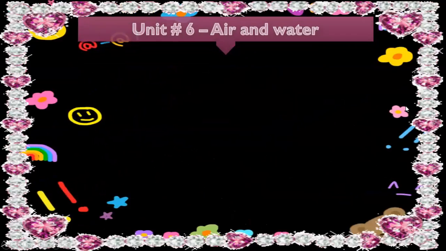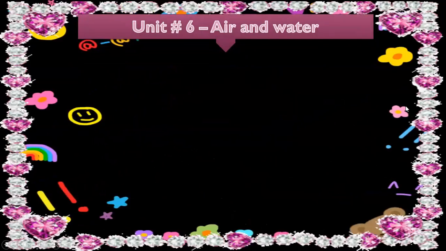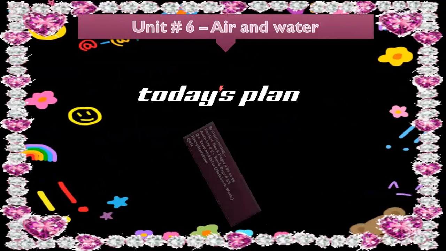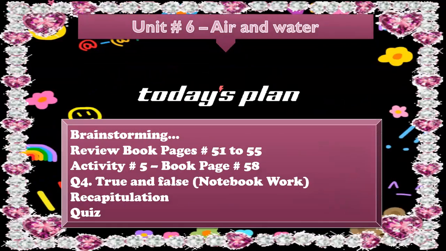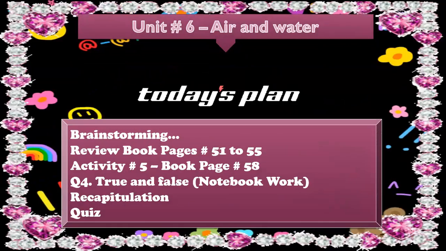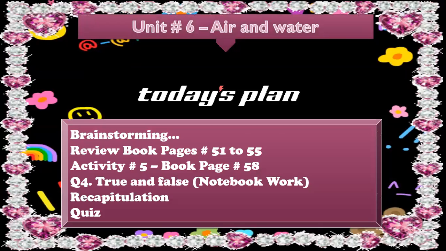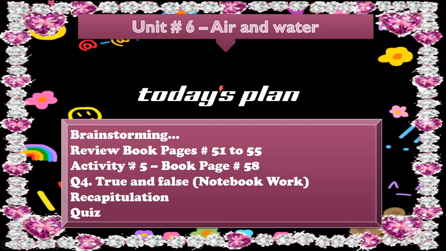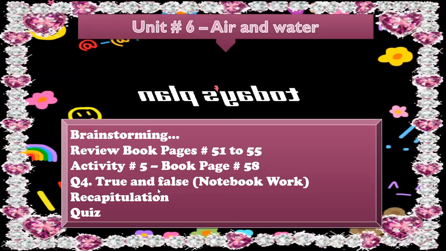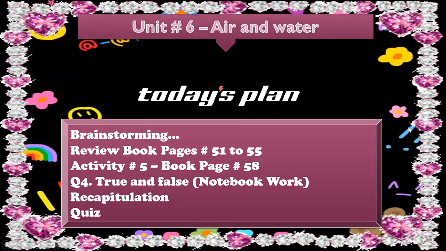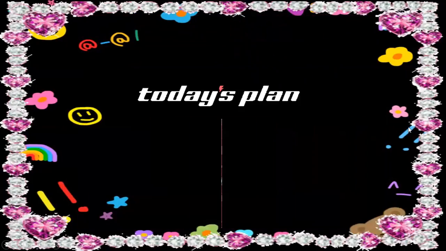Today's plan is review for unit number 6, air and water. First of all, we'll do the brainstorming, then review our book pages 51 to 55. There is an activity on book page number 58. Today we'll do activity number 5. Then do some notebook work, question number 4, true and false. After that, recap and then quiz. So without wasting any time, we are going to start.